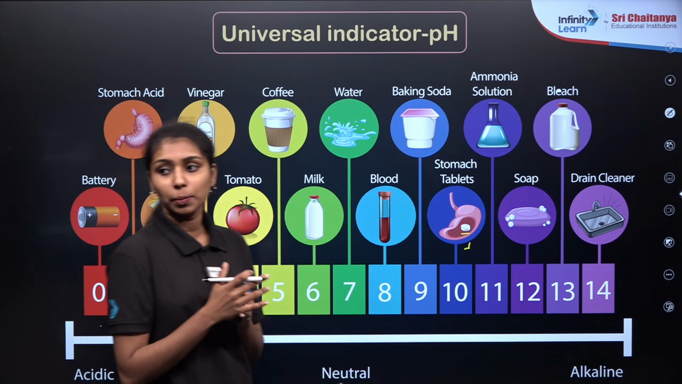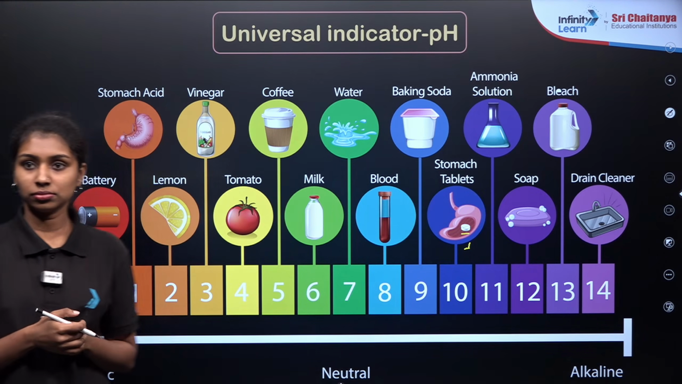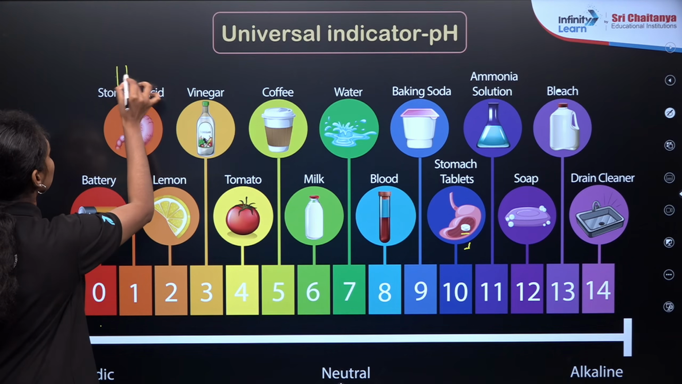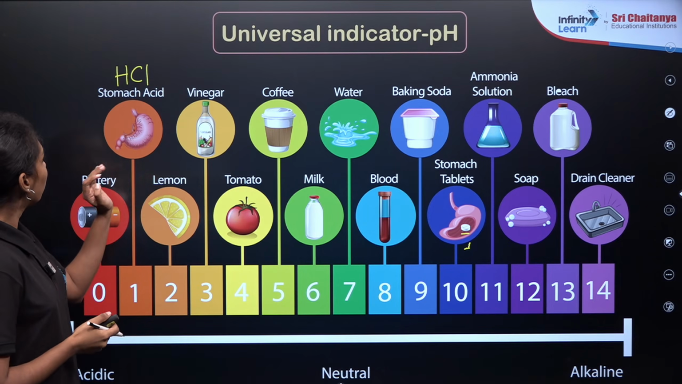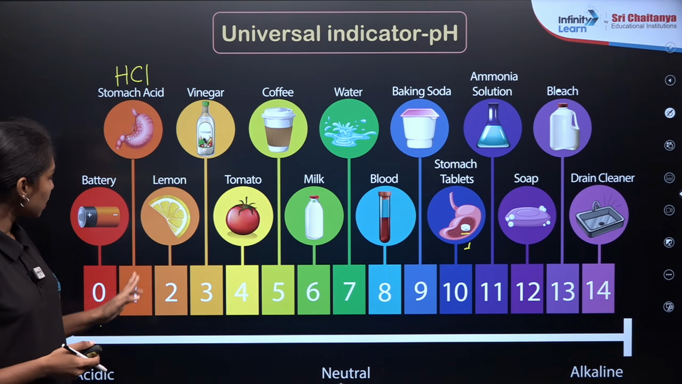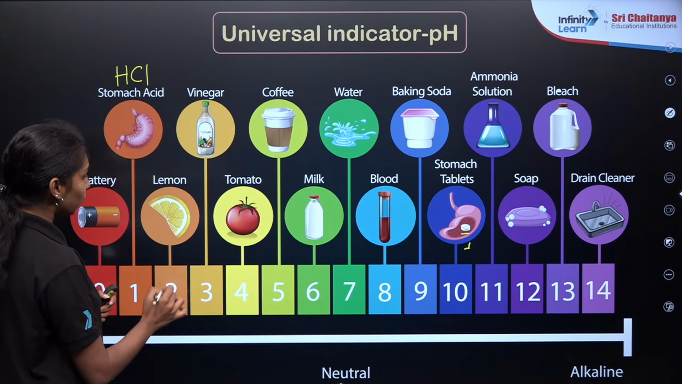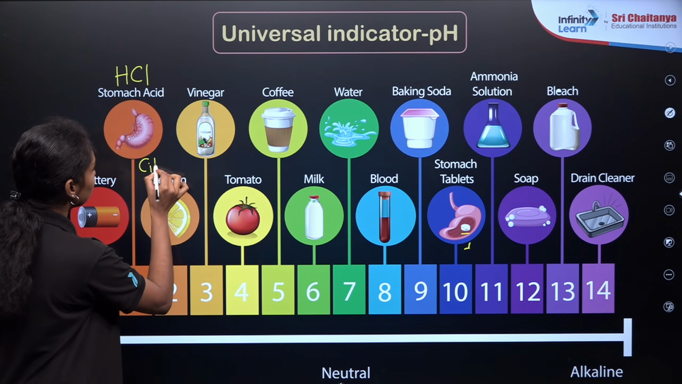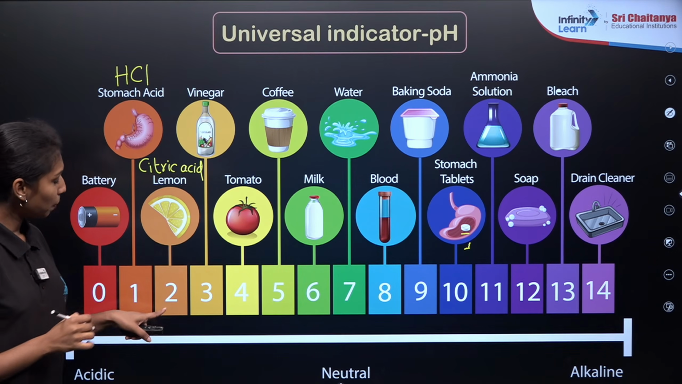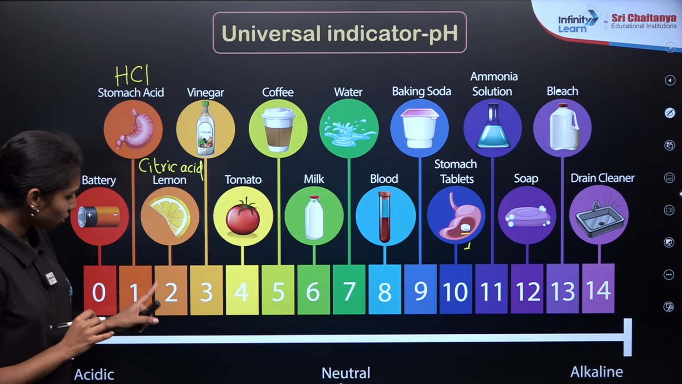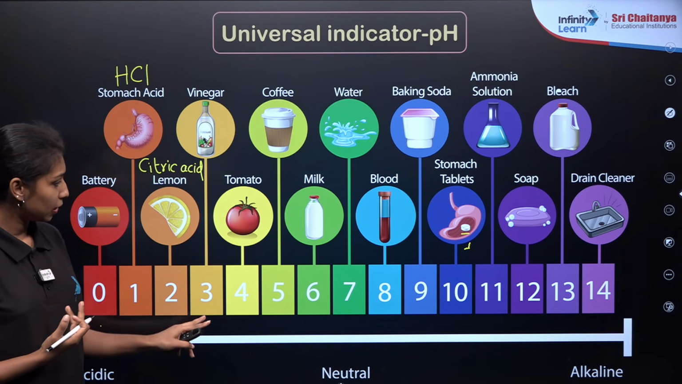So what about the case of stomach acid? Which is the acid present in the stomach? Hydrochloric acid, right? HCl, the stomach acid, has a pH of 1, and the general color will be around orange. Then the second one, lemon, contains citric acid. It has a pH of 2, almost light orange or yellow color. Then vinegar, CH3COOH, acetic acid, pH is equal to 3.